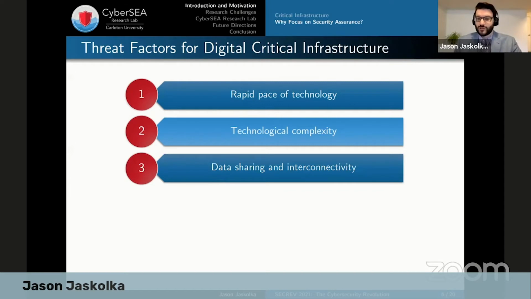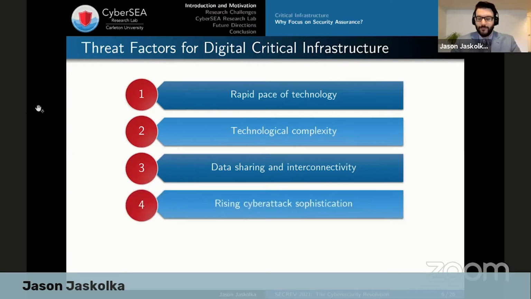All of these infrastructures with modernization and digitalization are also finding increases in data sharing and interconnectivity. So what this means is that we have to worry about all of the data that such systems are collecting and how that data is being collected, stored, and shared among all of the different interconnected systems that we may have.